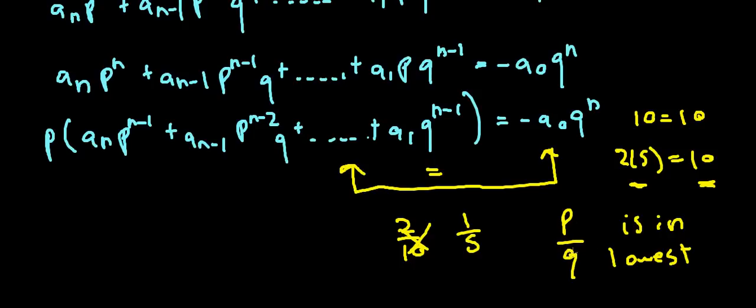P and Q have no factors because they're in lowest terms. The left side of the equation is equal to the right side of the equation. Therefore, if we can factor something on the left side of the equation, it also must be a factor on the right side of the equation. But because P and Q have no factors, therefore P must be a factor of A0.